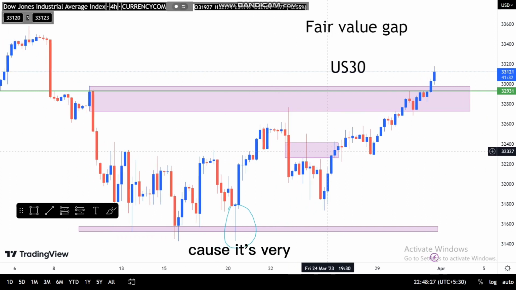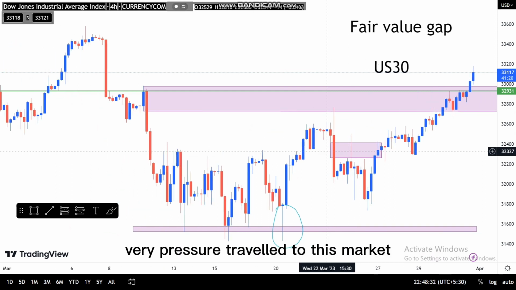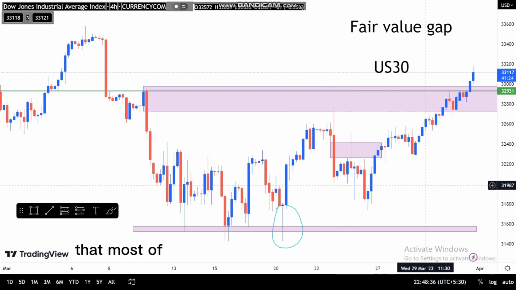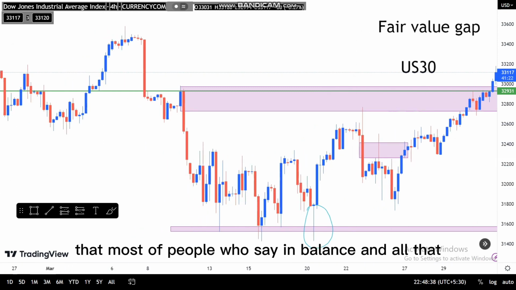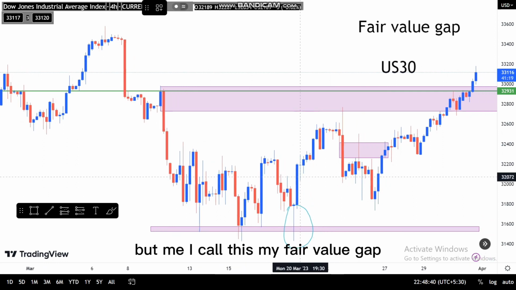concept, because it's very easy. All you have to be is very, very patient, traders, with this market. You have to have a high level of patience. So that is another fair value gap. Most of the people will say imbalance and all that, but me, I'll call this my fair value gap.